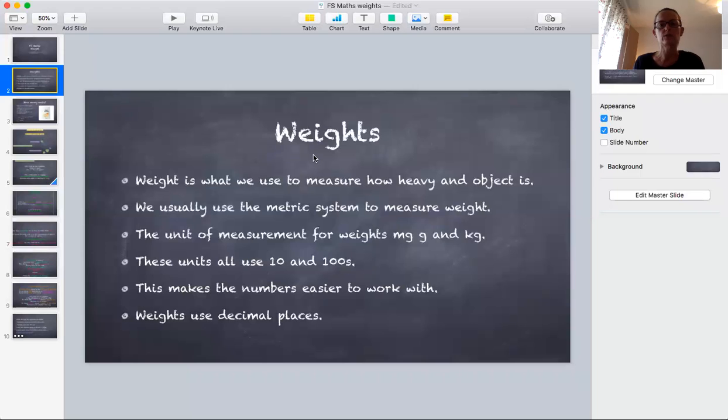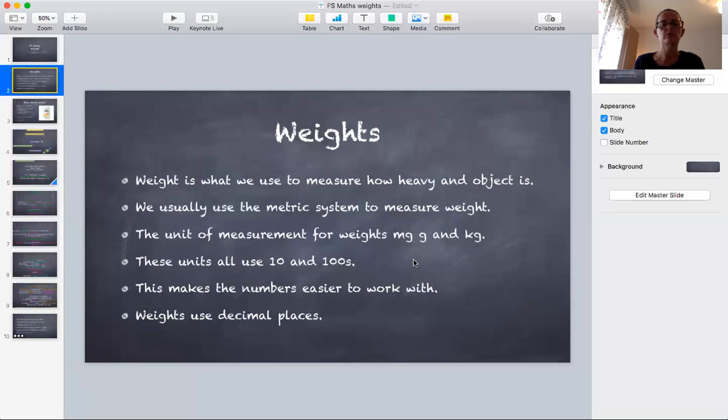Okay, so what are weights? Well, weight is what we use to measure how heavy an object is. We usually use the metric system to measure weight. We do use the imperial, but we're not going to concentrate on that today because we're going to deal with decimal places in particular in the metric system. So we will deal with that another time.